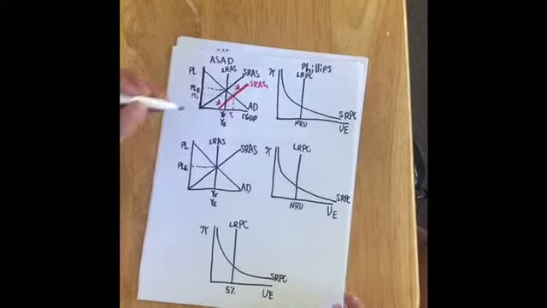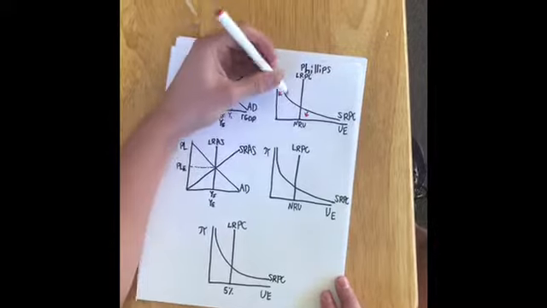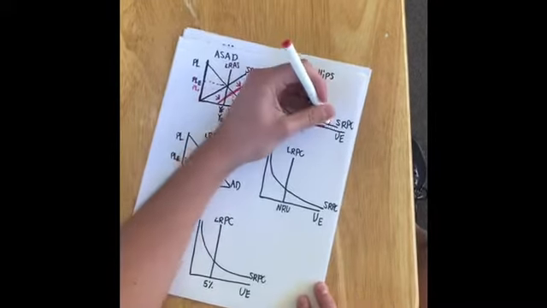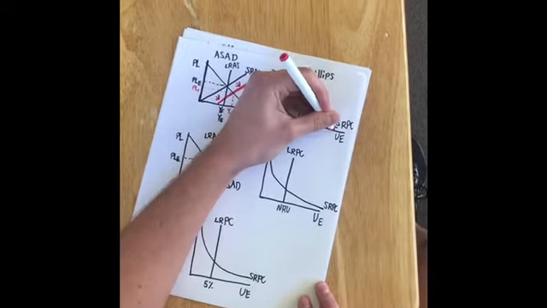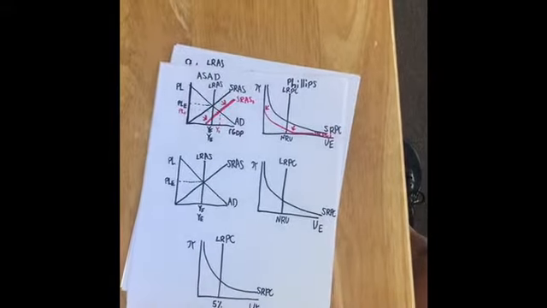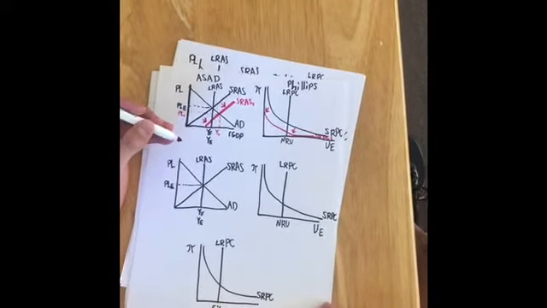Which would cause the short-run Phillips curve to shift to the left as they are mirror images of each other. PC1. And for the next graph, we'll show aggregate demand changing.